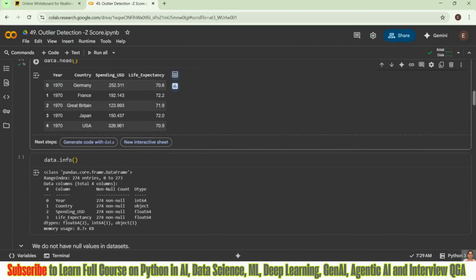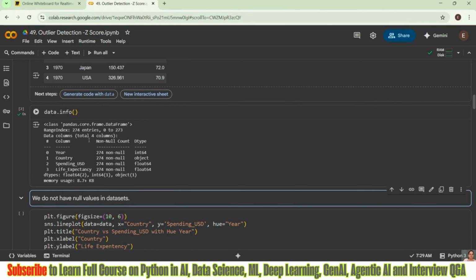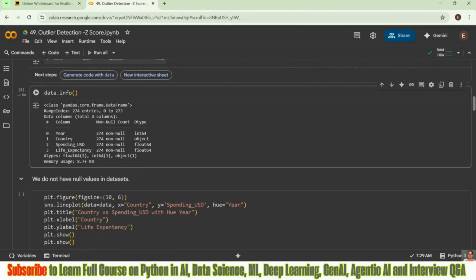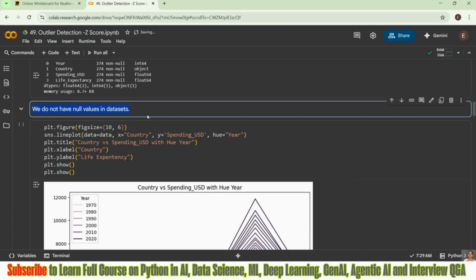Then the next step, guys, is we have to get data.info. Here we do not have any null values. You can see all are non-null, and we are getting the data type and non-null count here. So I have written that we do not have any null values, so we do not need to treat our null values. We do not have to fill them.